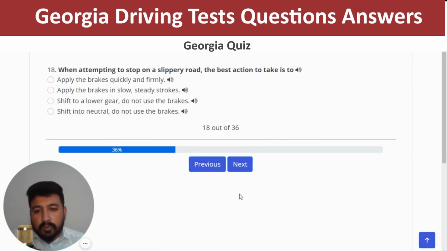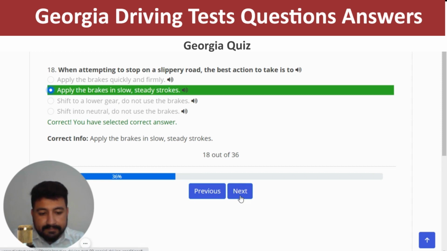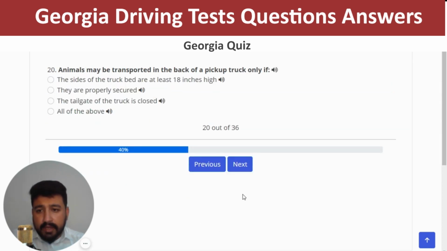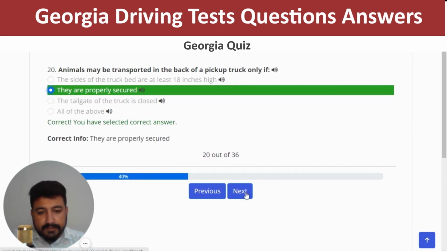When attempting to stop on a slippery road, the best action to take is to. The right answer is apply the brakes in slow, steady strokes. So second option. And next. When driving at night, be sure that you can stop within the distance you can see ahead, which is second option again and next. Animals may be transported in the back of a pickup truck only if they are properly secured, which is second option correct and next.